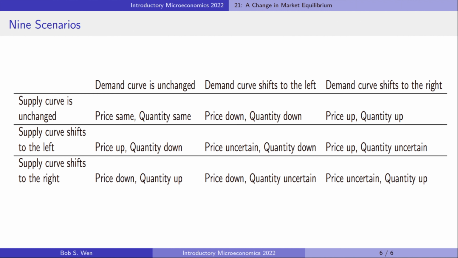There were 9 cases where the demand curve or the supply curve shifts separately or jointly. Using the supply and demand diagram, you can check whether this summary is correct.